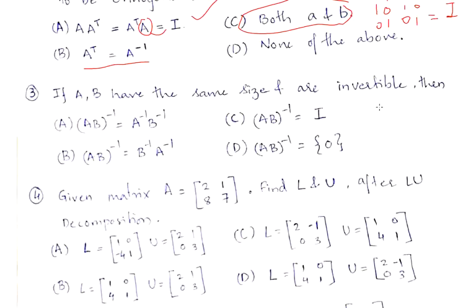Means if I consider only one matrix, A, it is invertible only when A into A inverse is equal to identity matrix. It's obvious, right? 2 into 1 by 2 is 1, right? 3 into 1 by 3 is 1. So this is about the meaning of inverse, right? In terms of matrix, here instead of 1 we get the identity matrix.